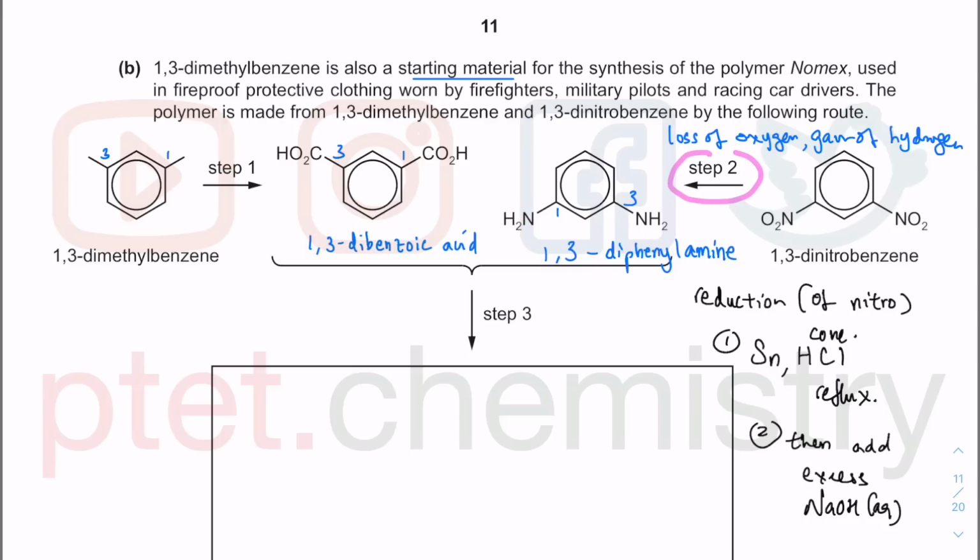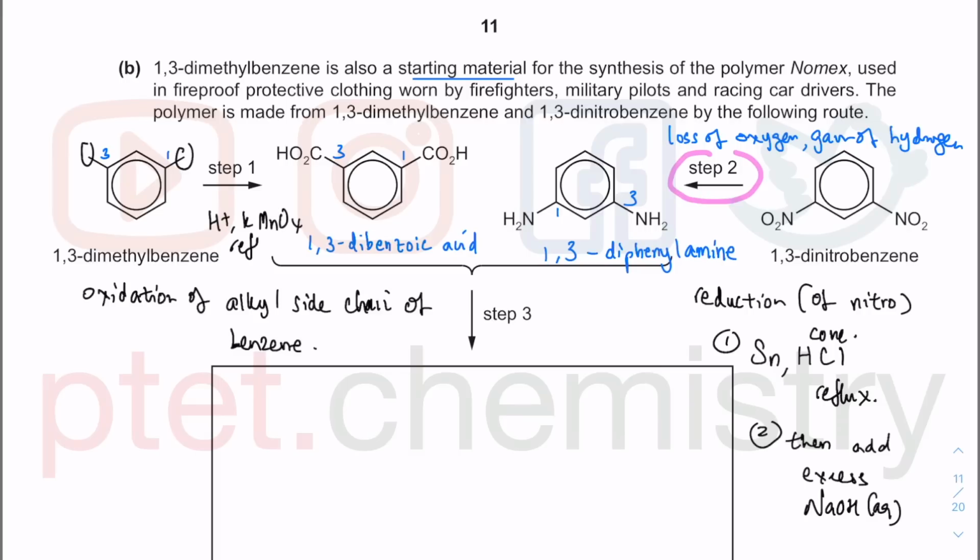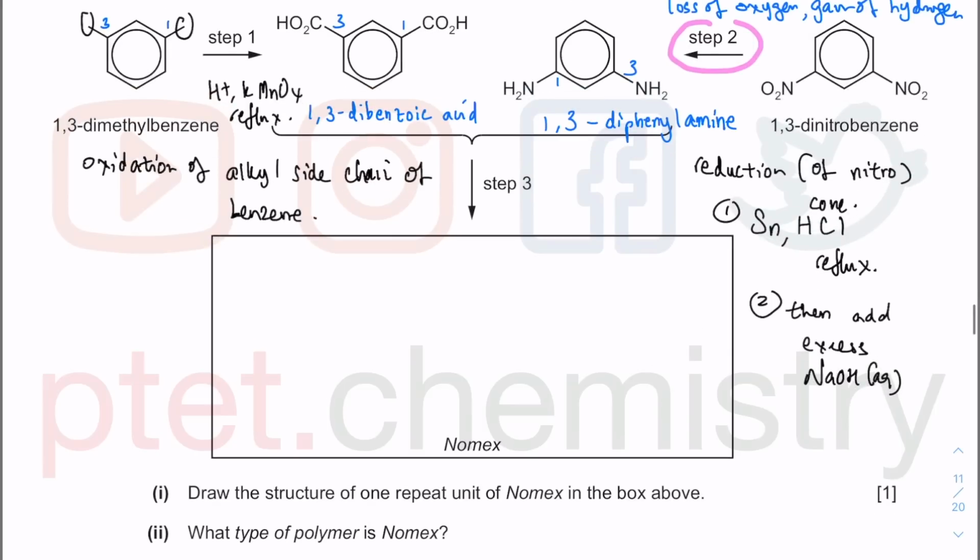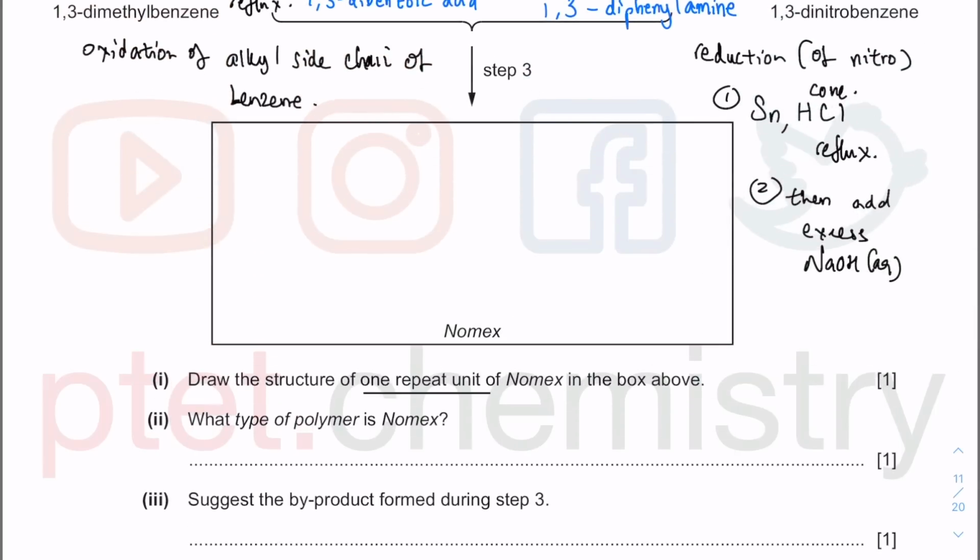This one here is an oxidation of the alkyl side chain on the benzene ring. So the very special oxidation of the alkyl side chain of benzene as stated in the syllabus, and you just do this with acidified KMnO4 and reflux. Not too sure if they're asking you for the conditions or not, but they are asking us to draw the structure of one repeat unit of this condensation polymer.